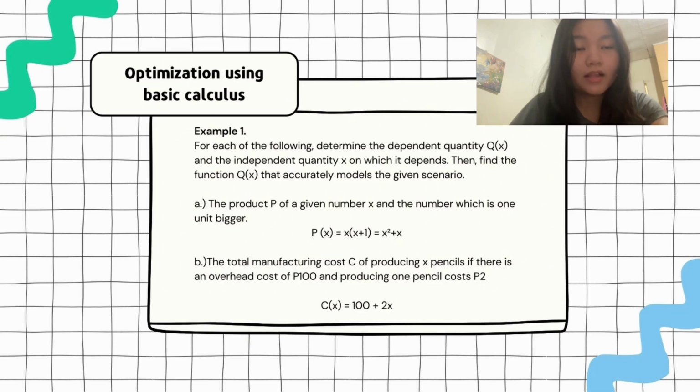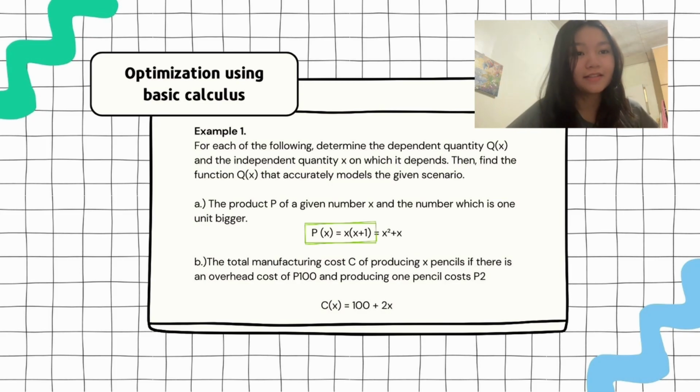So, in letter A, what's written is: the product P of a given number x and the number which is 1 unit bigger. That's why it became P of x equals x times (x plus 1), because P of x is what is written in the given. And the x came from the product taken from the given number, which is also x. Then the x plus 1 in parentheses is the given number x, then the number which is 1 unit bigger. They were just combined, so it became x plus 1 in parentheses. So, that is the mathematical equation of the translated word problem.